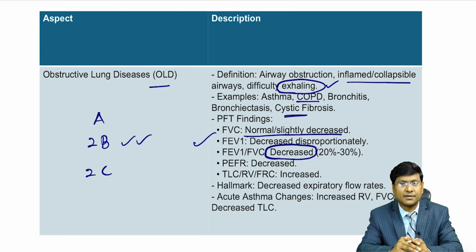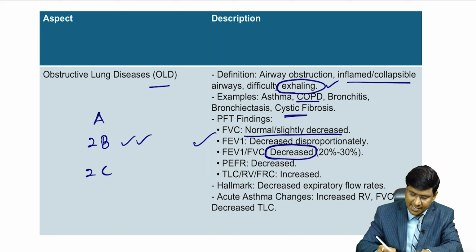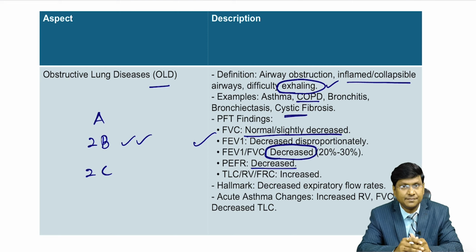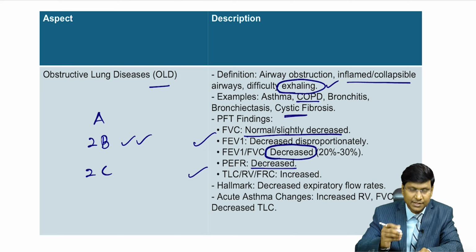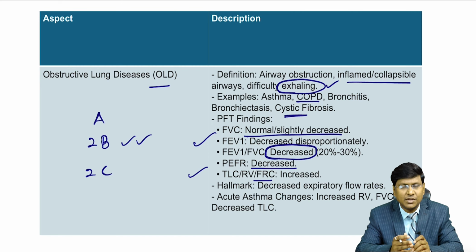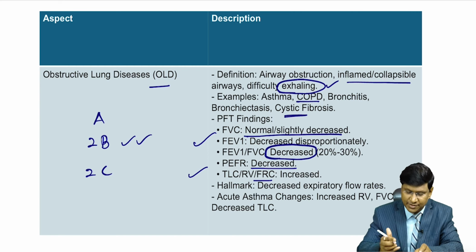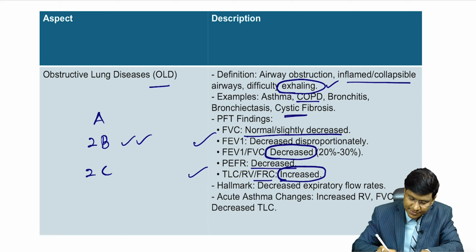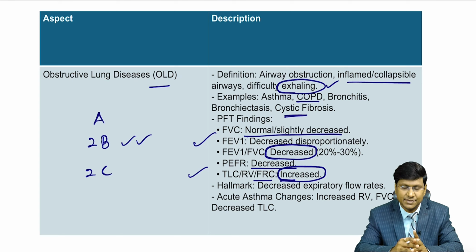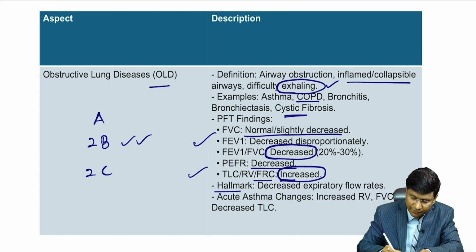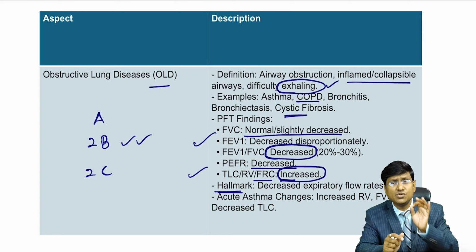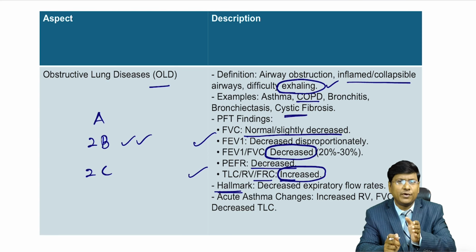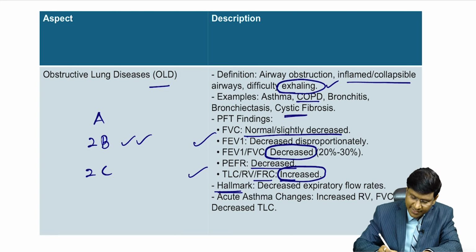And peak expiratory flow rate, as I have already discussed, is the bedside methodology for assessment of pulmonary function, and the peak expiratory flow rate is decreased. Then what will happen to the total lung capacity, residual volume, and functional residual capacity? All of them are increased, right? And the hallmark of obstructive lung disease is that it is always the expiratory flow rates that will be reduced, okay?